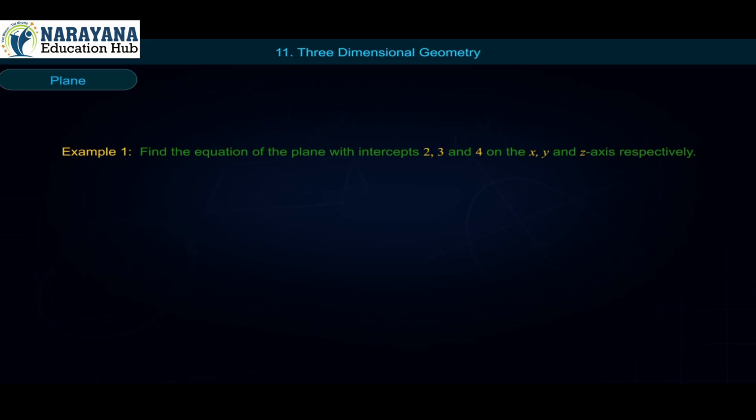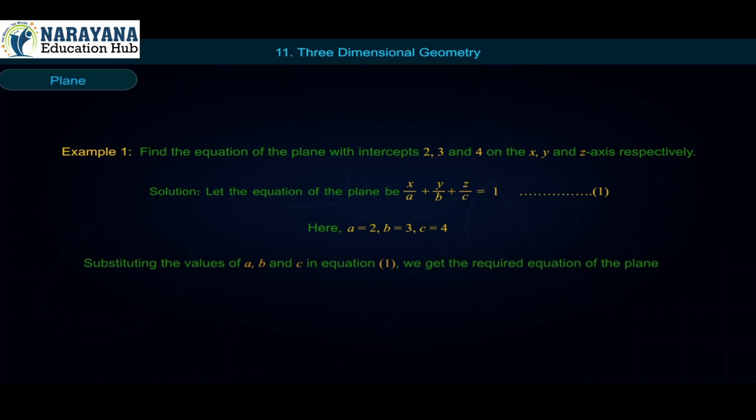Example 1. Find the equation of the plane with intercepts 2, 3 and 4 on the x, y and z axis respectively. Solution. Let the equation of the plane be x/a + y/b + z/c = 1, equation 1. Here a = 2, b = 3, c = 4. Substituting the values of a, b and c in equation 1, we get the required equation of the plane as x/2 + y/3 + z/4 = 1 or 6x + 4y + 3z = 12.